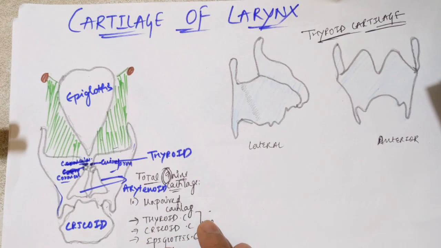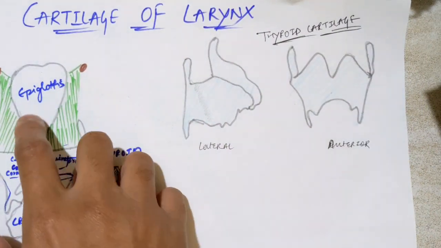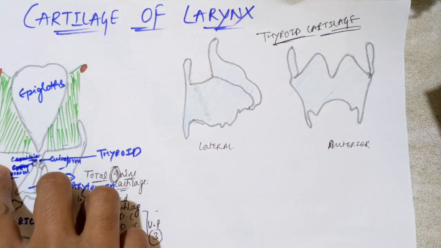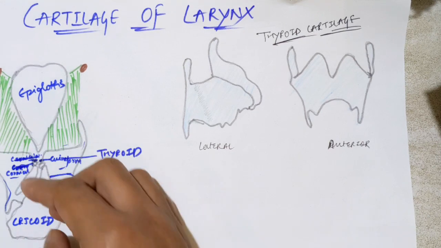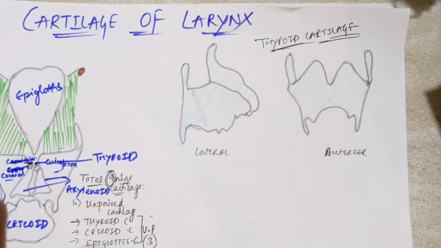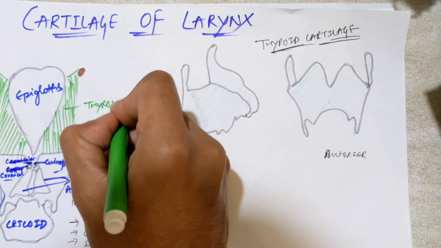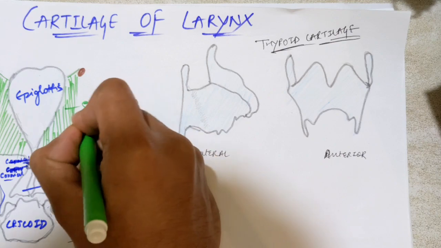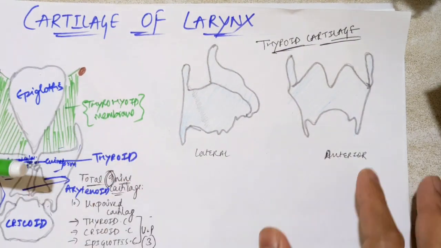Now let's discuss specifically. This is our posterior view, and you can see this green membrane posteriorly which is connecting your epiglottis and your hyoid bone. So this is a membrane, the thyroid membrane. This green one is your thyroid membrane. These membranes we will be discussing in a separate video. In this video we are only in the section related to cartilage. So this is the diagram, posterior view.